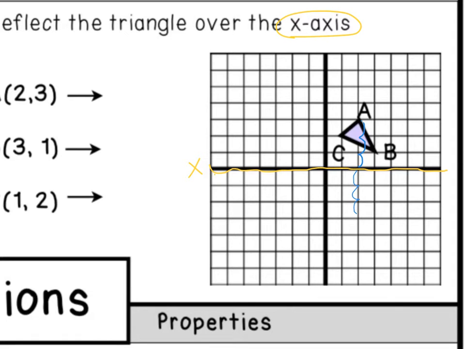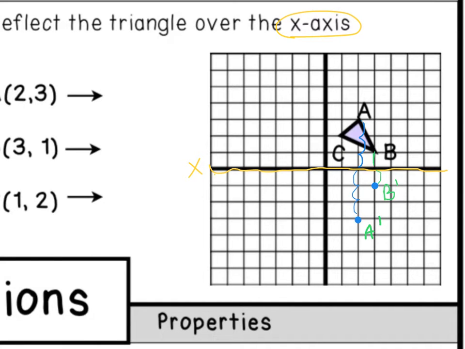So it's a matter of counting. Our A prime will be here. And remember, like we said on the last type of transformation, you have to label everything. So that's A prime. Let's do B. B is 1 unit from the x-axis. So to flip it, we reverse it and go 1 unit down. And that's where we're going to plot B. And of course, we're going to label it B prime.